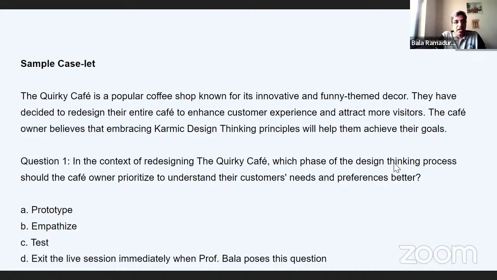Question 1. In the context of redesigning the Quirky Cafe, which phase of the design thinking process should the cafe owner prioritize to understand their customers' needs and preferences better? A. Prototype. B. Empathize. C. Test. D. Exit the live session immediately when Prof. Pala poses this question. Okay, that was a quirky option.